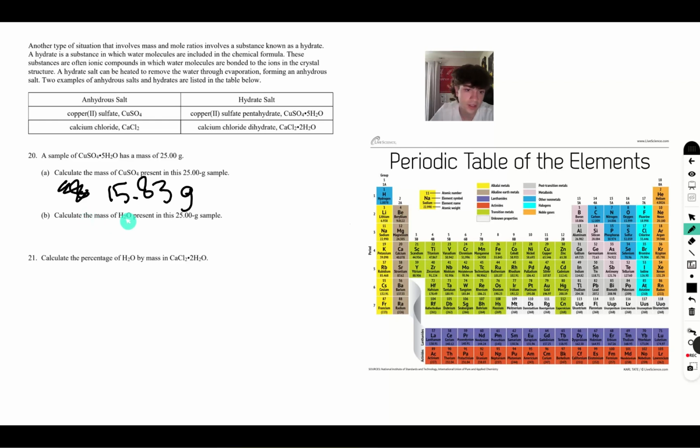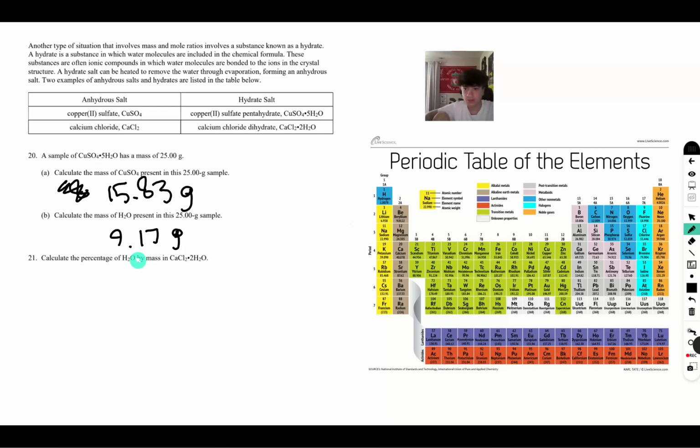And it asks us to calculate the mass of H2O present. And you could do the same thing, but flip it around, like put H2O on the top instead of CuSO4. But we also know that this sample is made up of two things, H2O and CuSO4. And we know how much CuSO4 is in there. So 25 minus that amount will simply be the amount of H2O. And once you do that calculation, it does come out to 9.17 grams.